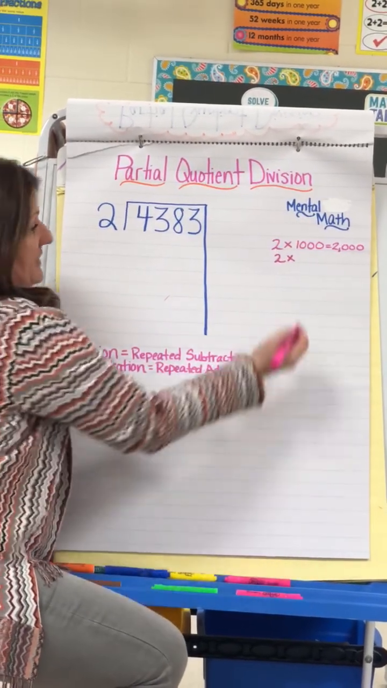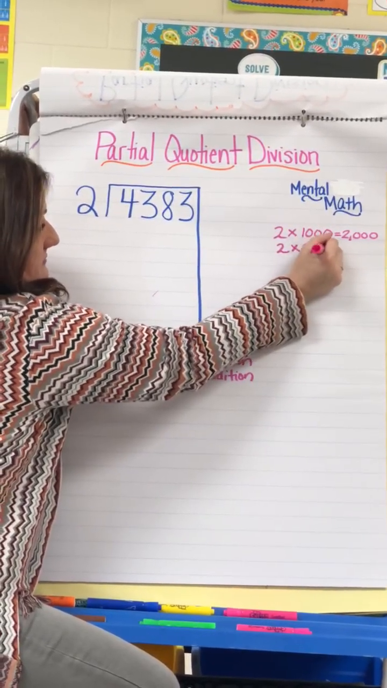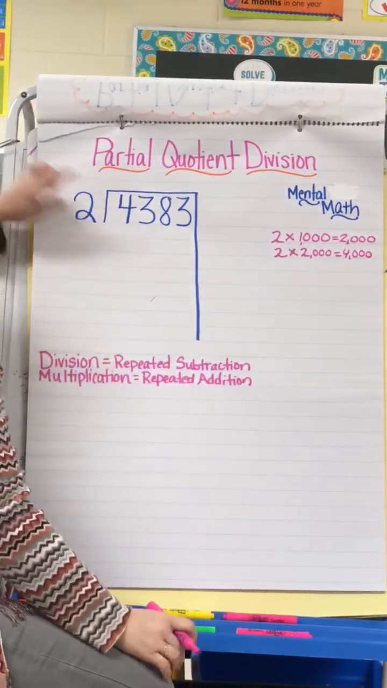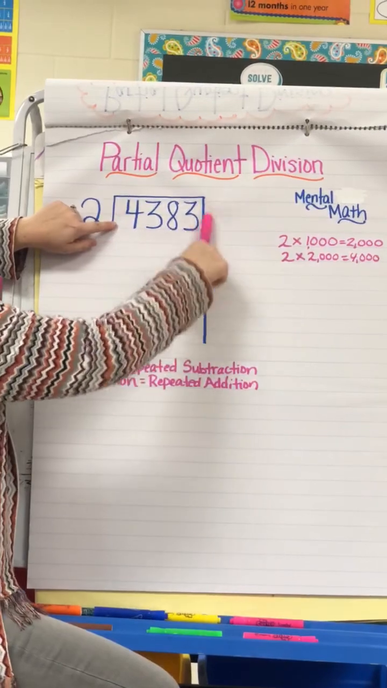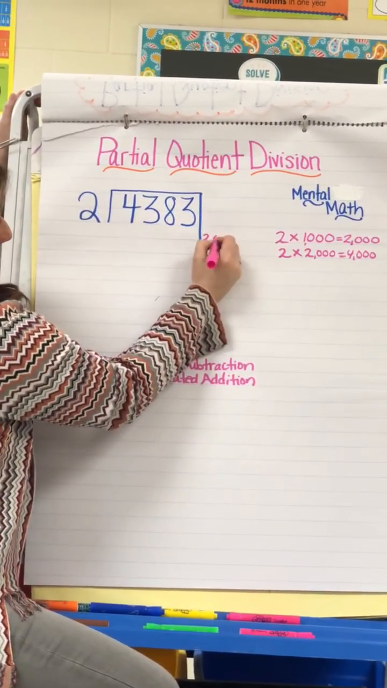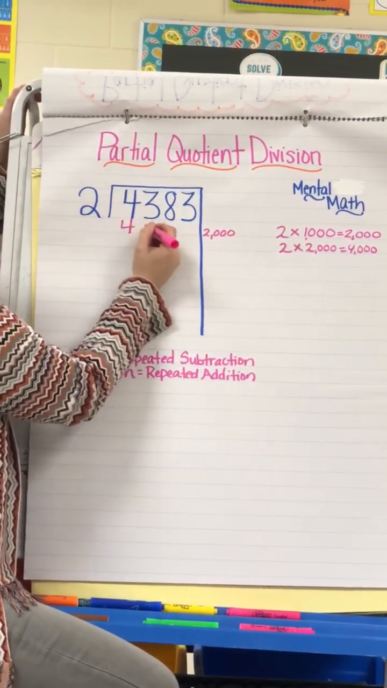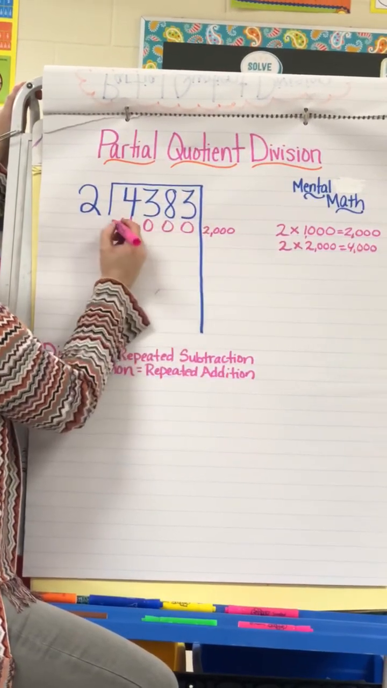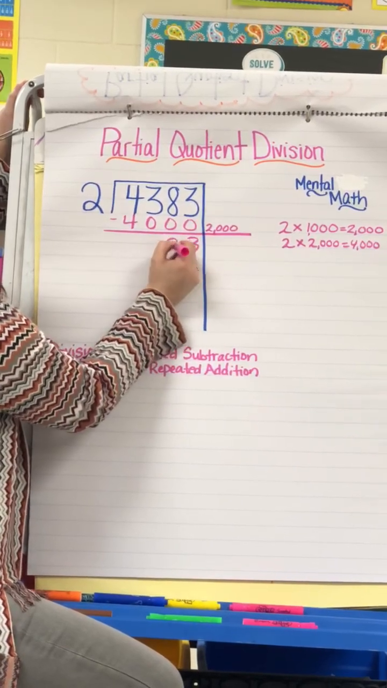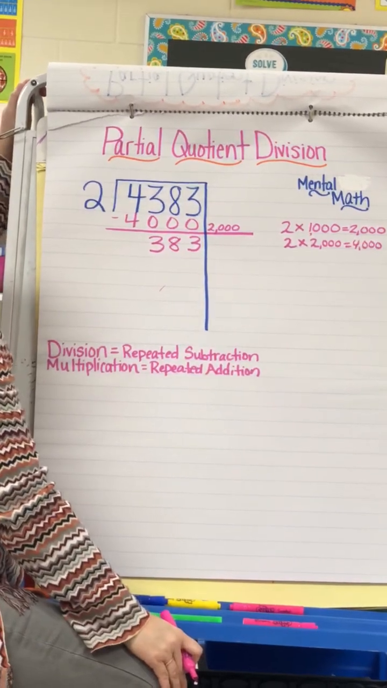So we're just going to double that, because 2 times 1,000 is 2,000, and 2 times 2,000 is 4,000, which is an excellent place to start considering that we're trying to subtract and get rid of this. So our first partial quotient is going to be 2,000, and 2 times 2,000 is 4,000. We're going to subtract, and we will have 383. So we're now left with 383.